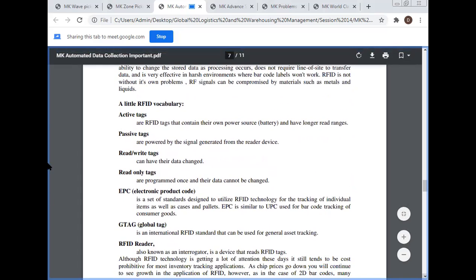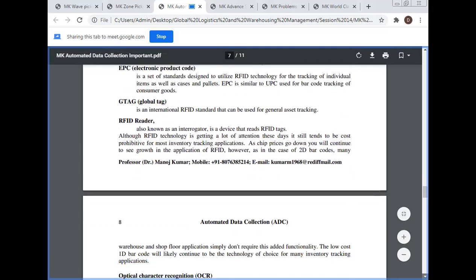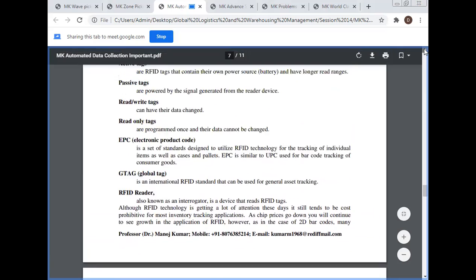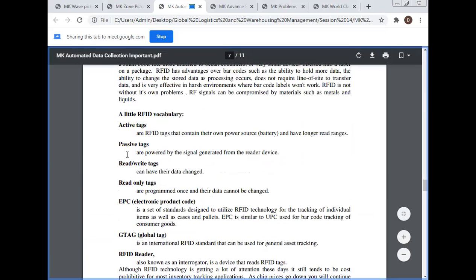A lot of RFID vocabulary: active tags, passive tags, read-write tags, read-only tags, electronic product code, GTAG, RFID reader. These are the RFID technology. These are the equipment for the automatic data collection.